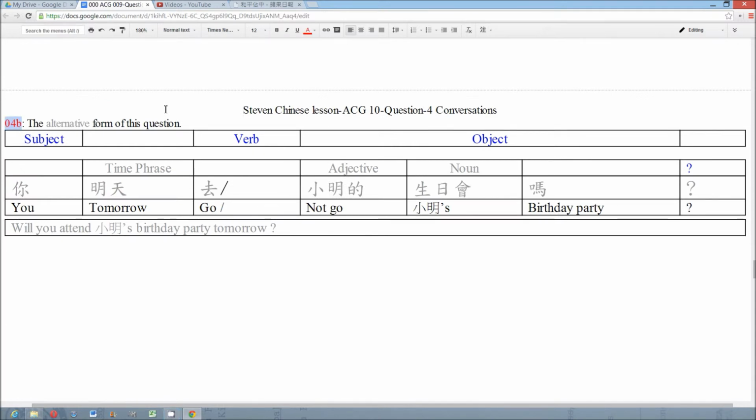This is 4B. It shows the alternative format. 你明天去小明的生日會嗎? Will you attend Xiaoming's birthday party tomorrow? We place the time phrase after the subject and also place the adjective before the noun. And you can also see that we don't use the verb not to be and we place the question word ma at the end of the question.